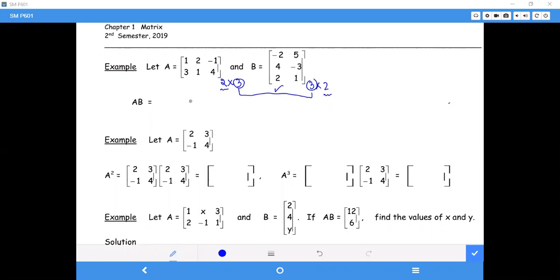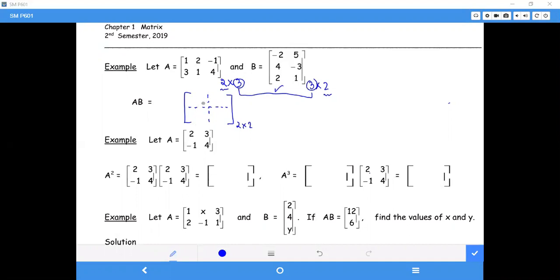So the result matrix will come out to be 2 by 2. 2 by 2 has 4 members, so I can just go like that. I know I'm going to have 1, 2, 3, 4 there. So the first one, I want to find the first one now. This is the position of row number 1 and column number 1.